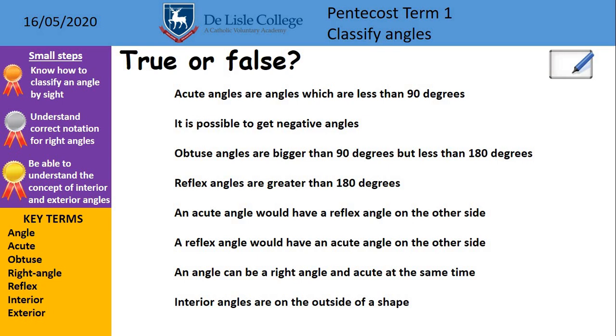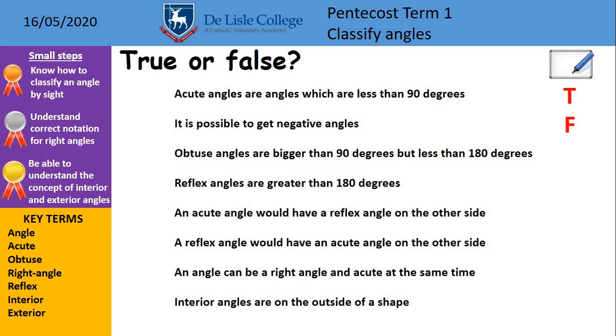Okay, acute angles are angles which are less than 90 degrees. That is, of course, true. It is possible to get negative angles. No, it isn't there. That is false. The misconception there would perhaps be in terms of direction. We can have 90 degrees clockwise. If we want to go the other direction, we don't go minus 90, we say anti-clockwise. That's why direction is important there.